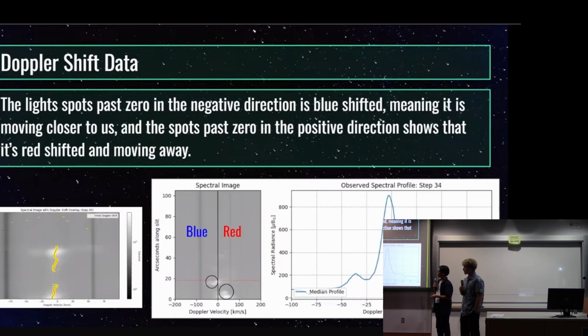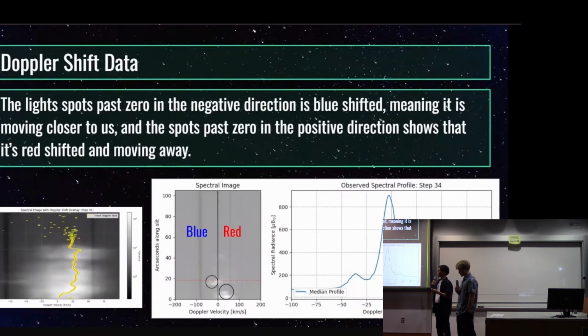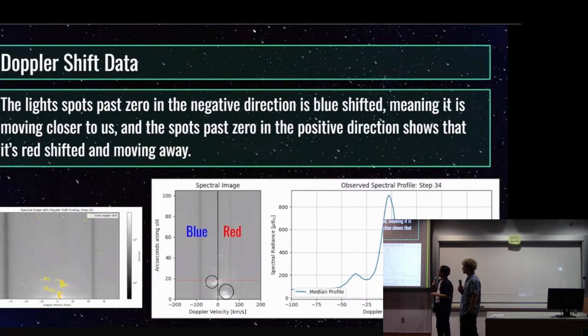And this little movie on the right or left is all of the images taken by DKIST. The one we used is the 34th step, because the slit spectroscopy, the slit imaging, moves up the raster, and this specific one matched up with the Gaussian curve the most.